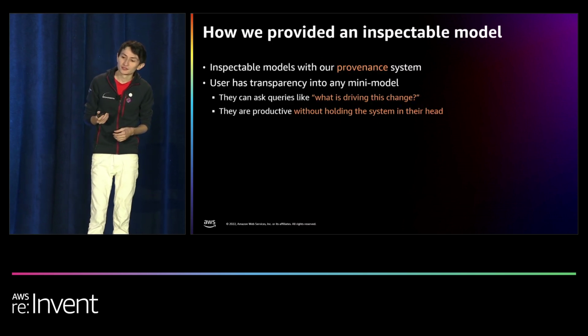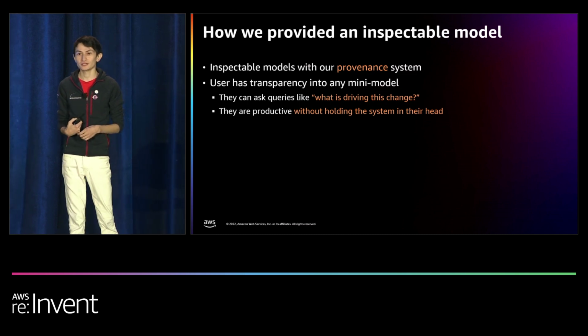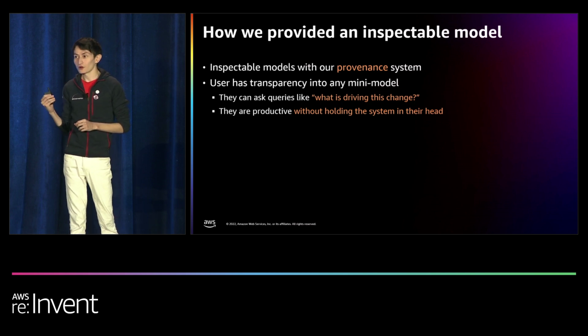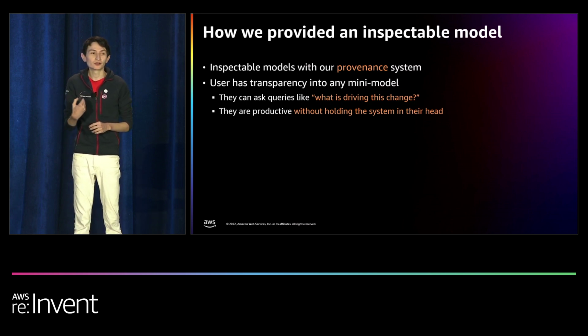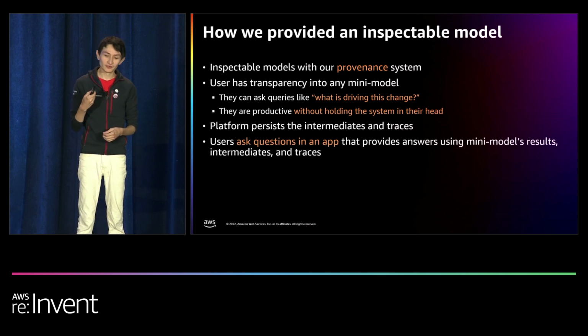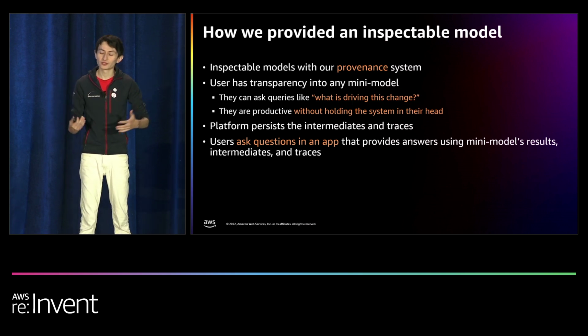So to summarize, this inspectable model with our provenance system gives users transparency into any mini model. Anything in our entire system, someone can ask why, and they can get a good answer. This also helps offload the burden of always having to understand how the system is working. You're given the context in the answer to the question that you need. This again was implemented by persisting intermediates and traces, and all of this work is done right in model runtime.